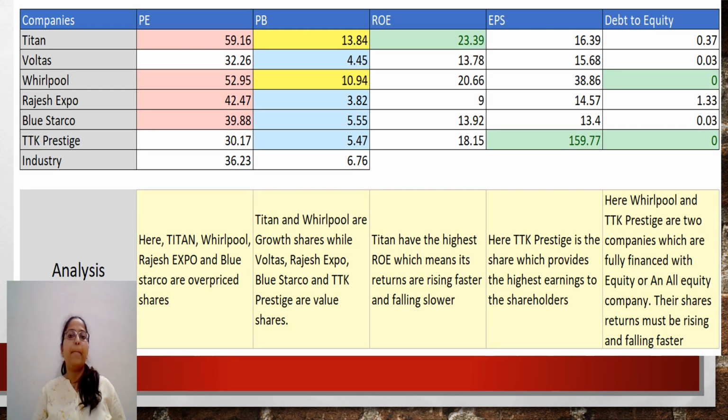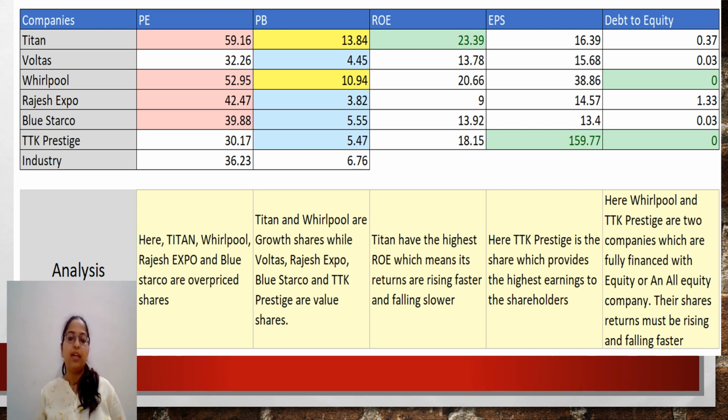In this, we are comparing the fundamentals of the company. We have taken 5 aspects, which are PE, PB, ROE, EPS and debt to equity. After analysis, we have seen that those companies having the higher PE are called overpriced shares, and those with lower PE than the industry are called underpriced shares. Titan, Whirlpool, Rajesh Expo and Blue Star are overpriced shares. In PB, we see that those companies having the price to book value higher than the industry are growth shares, while others are value shares.